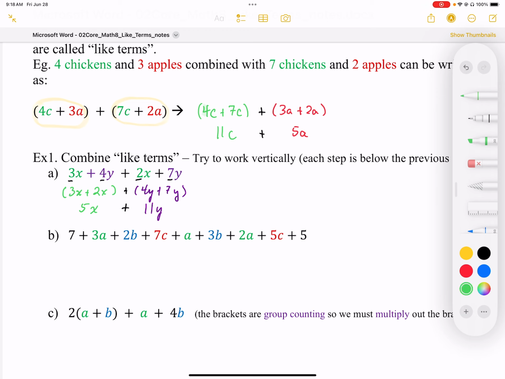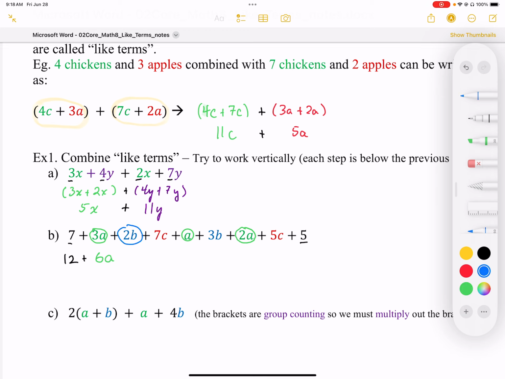So again, we're going to work vertically here. We're going to start with our ones, which is our 7 ones and 5 ones. So we're going to write this down as 12 ones. And again, notice I'm working vertically. 7 plus 5, there's no equals, but the equals is implied vertically. I'm going to next go to my A's. I've got 3A plus 1A. That's 4 plus 2A's, and that's going to give me 6 A's in total.